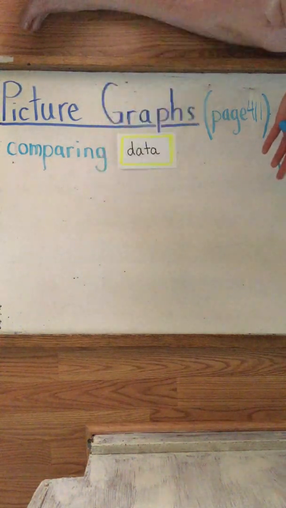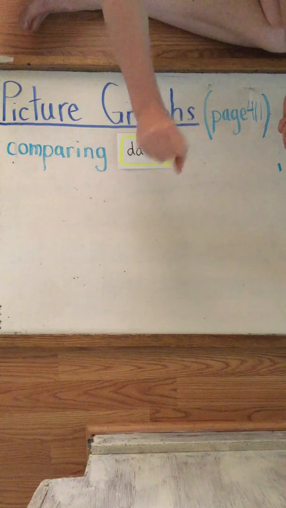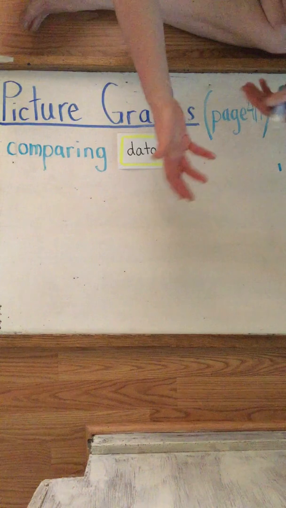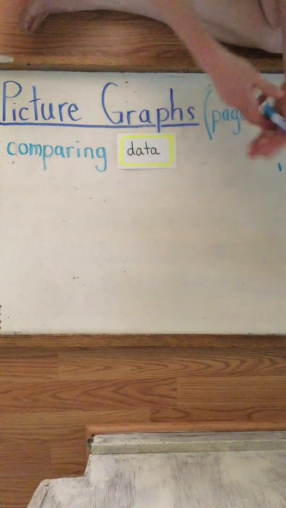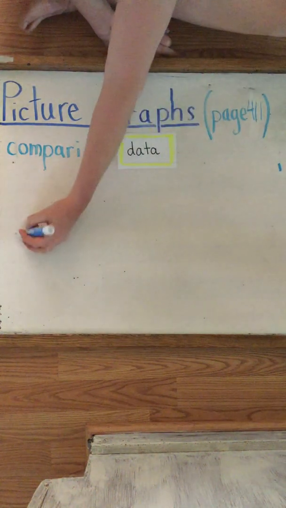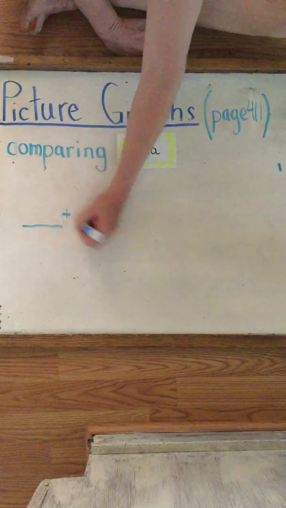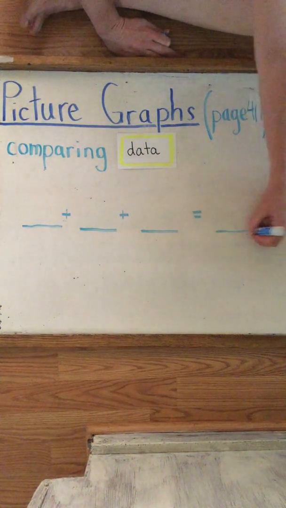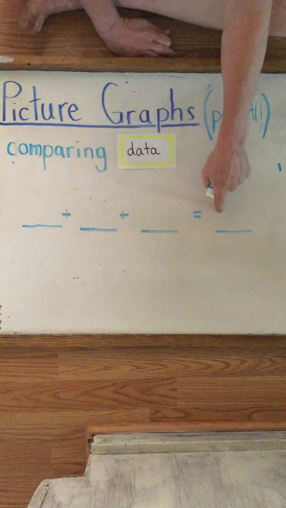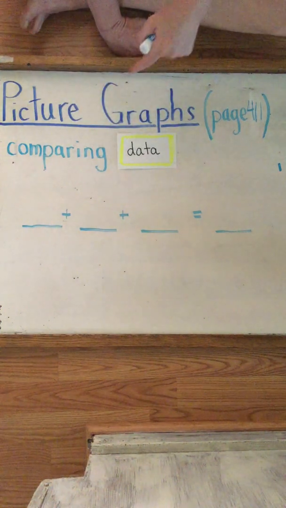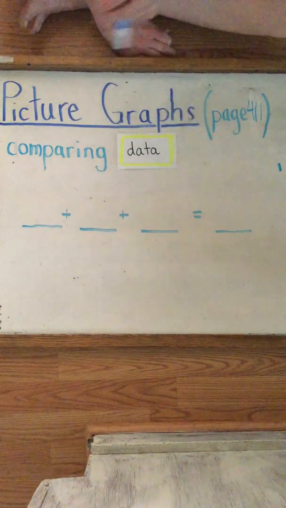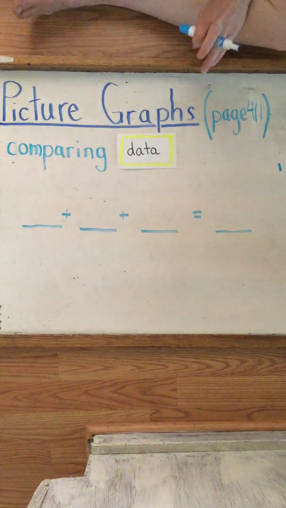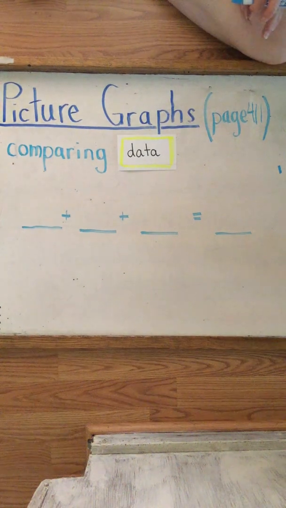So, let's skip down to number 3 because number 3 has a question. It says, how many children have a bird, dog, or cat? But then there are just blank lines and addition symbols. So this lets me know that I am going to have to fill in the missing addends. And I'm going to be using my picture graph back on page 411 to help me. So I'm going to reread the question. How many children have a bird, dog, or cat?